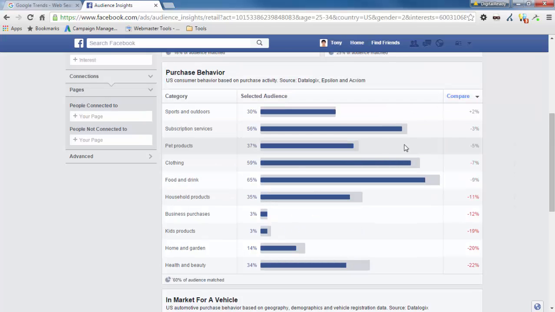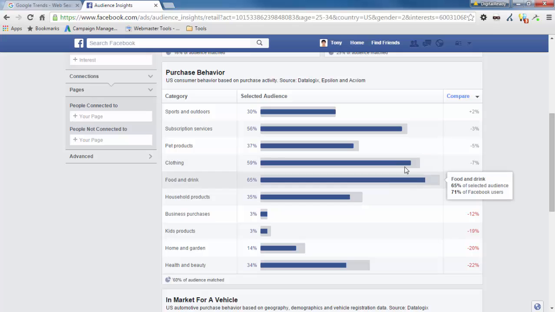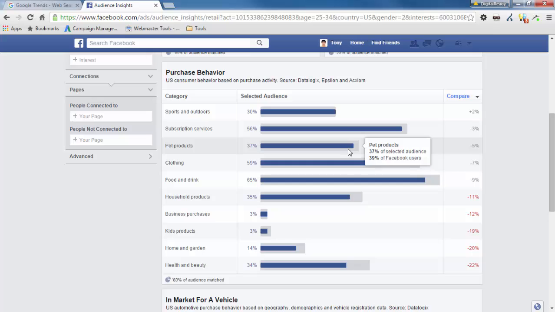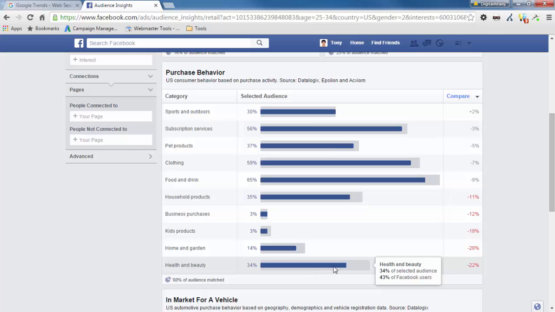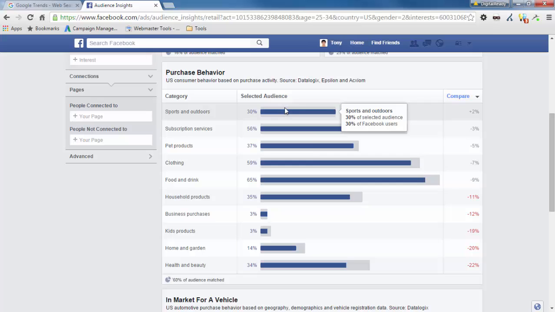Then looking at this: subscription service, food and drink, clothing. So that seems to be something important for them. They seem to have pets as well. Household products, they need to keep it clean, and some of them care about health and beauty, so maybe for their kids, I don't know. In comparison to other categories, the other Facebook users in general, that seems to be a little bit low. So you can see, these are what's important for them.